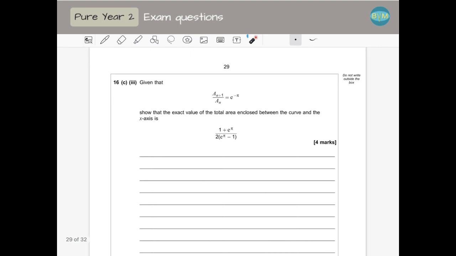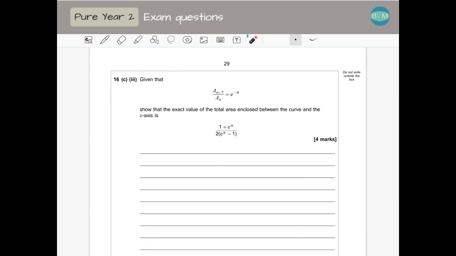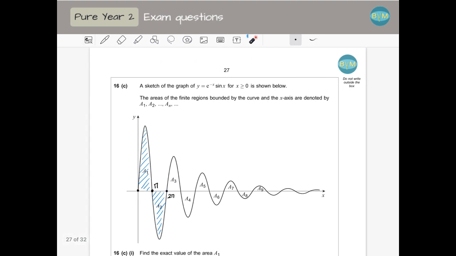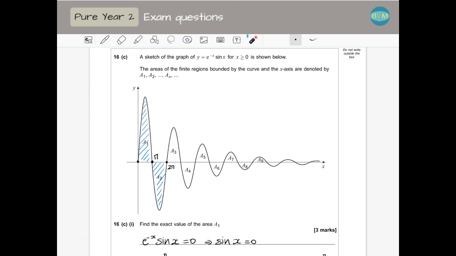Next thing it says, given that an plus 1 divided by an is always e to the power of minus pi, so a2 divided by a1, a3 divided by a2, and so on, we have to find the exact value of the total area enclosed between the curve and the x-axis. So we are going to add all these areas here.